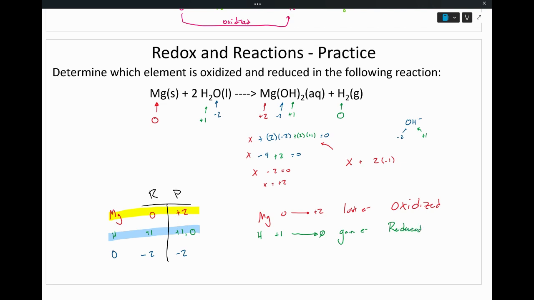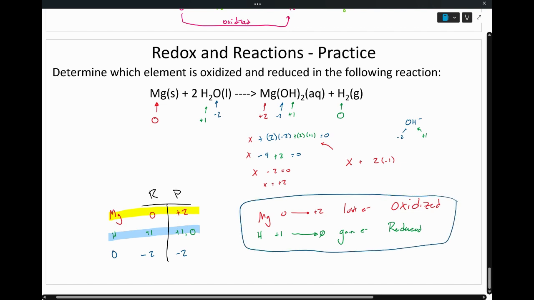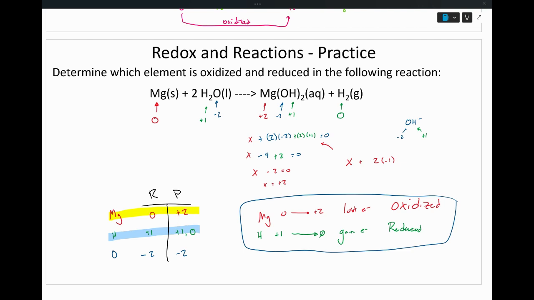And so we're going to continue to practice with this on Tuesday, but this should give you a general idea of how we approach these types of reactions and how we'll look at them moving forward.